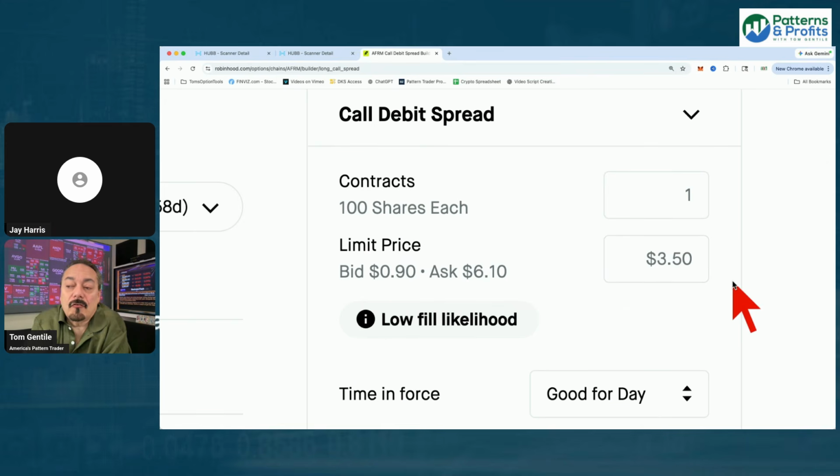Even $4 might make sense, because if we were able to do the spread we were looking at on the other side, the put spread, for 75 cents, well, what's 75 cents minus 5? That's 4 1/4. So if I could do this for $4 or less, it actually makes more sense than the out of the money put spread.